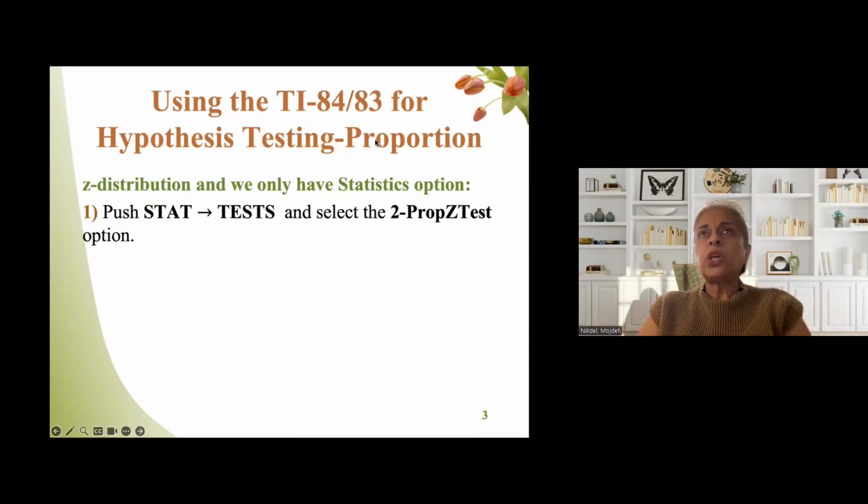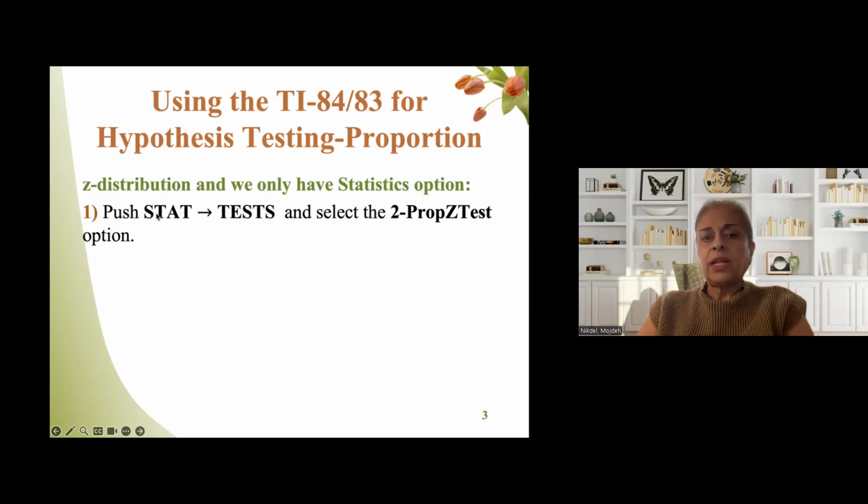For proportion, the only statistical test that we have is the z-test. And also for proportion, we don't have raw data input anymore. Our input includes only statistics. For proportion, we don't give you raw data. We give you statistics. So it's a Z distribution, and we only have the statistic option.